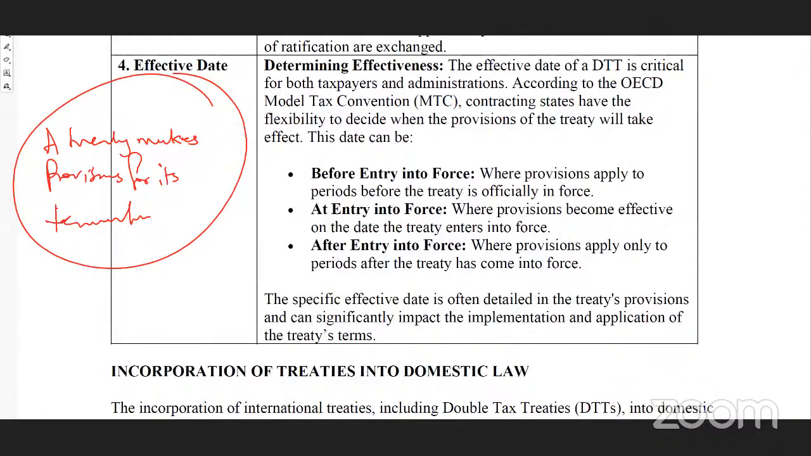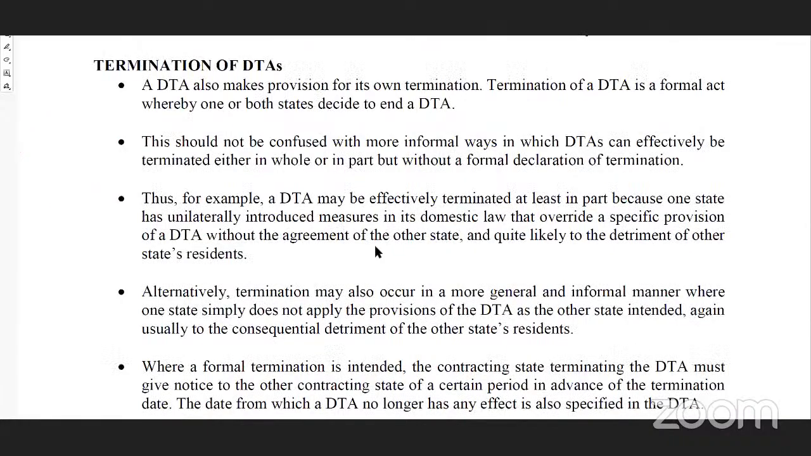Are we okay? So as I told you, a DTA makes provision for its own termination, and the termination is a formal act where one or both states decide to end the DTA. And it should not be confused with the more informal ways, like when somebody didn't perform well, somebody breached an agreement, and so on. So termination may also occur in a more general and informal manner, where one state simply does not apply the provisions of the DTA as the other state intended. So it means that, okay, I wanted you to do this, maybe not discriminate against my people, and you did. Because of that, I have to end the treaty.